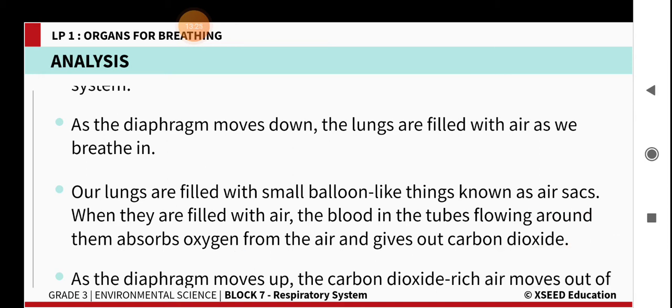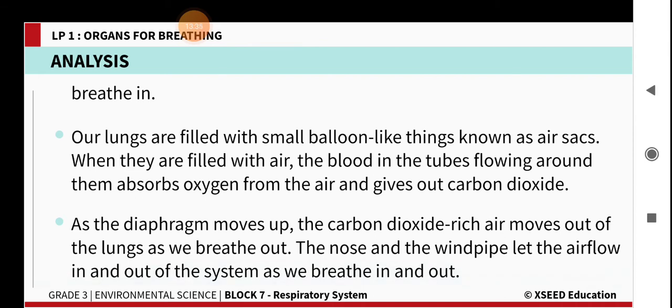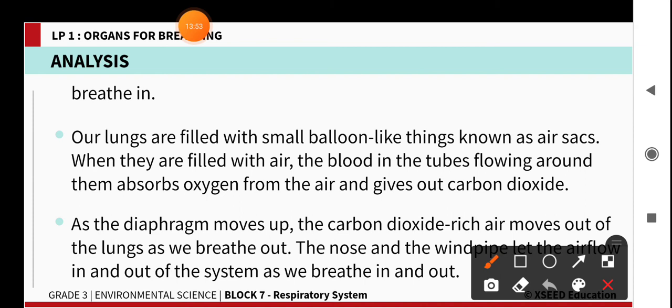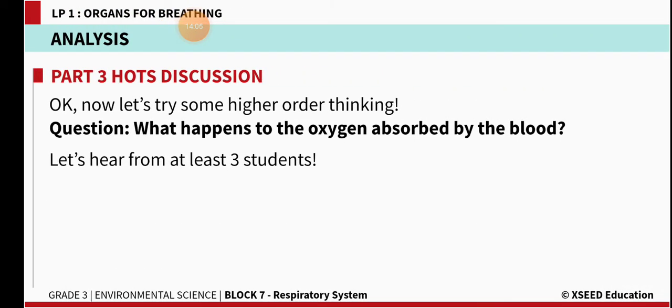So the air coming out from our nose has carbon dioxide, and the air which we breathe in has more oxygen. As the diaphragm moves up, the carbon dioxide-rich air moves out of the lungs as we breathe out, and the nose and the windpipe let the air flow in and out of the system as we breathe in and out. So the diaphragm, a thin muscle below the lungs, plays an important role in the breathing process.